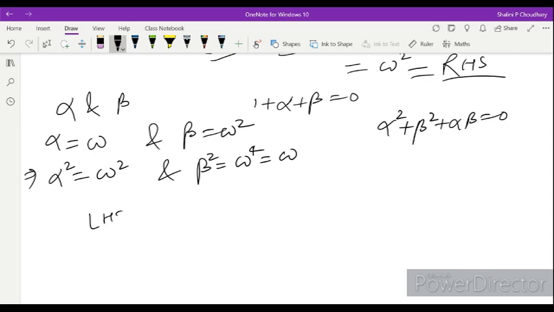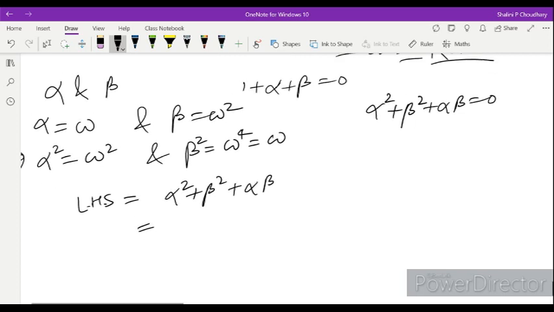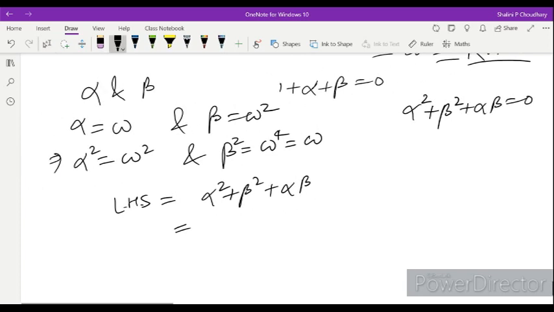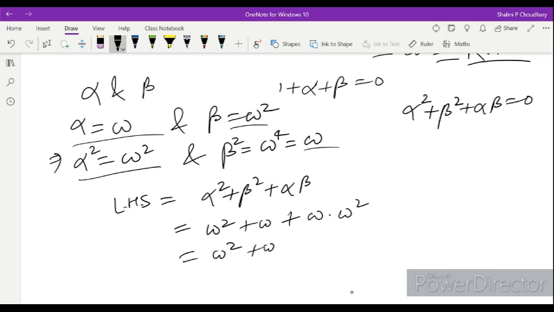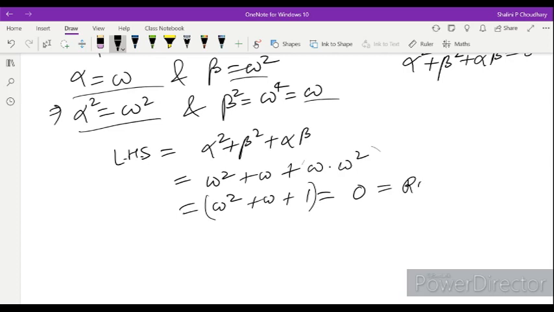So we'll take LHS first, and that is equal to alpha square plus beta square plus alpha beta. We'll put the values of alpha and beta that we have written here. So alpha square is equal to omega square, beta square is equal to omega, plus alpha beta. So alpha is omega and beta is omega square. So omega square plus omega plus omega cube, and omega cube is equal to 1. So it will be equal to 0, because as we know, omega square plus omega plus 1 is equal to 0. Okay. So that is equal to RHS, hence proved. Okay. One more question we'll do.